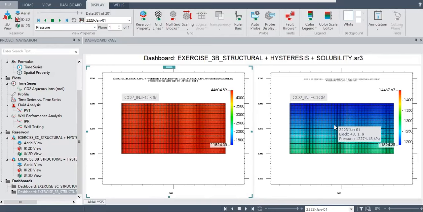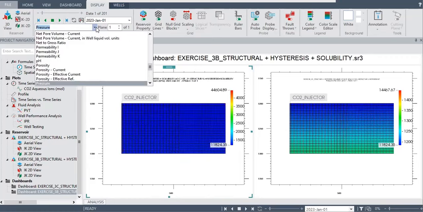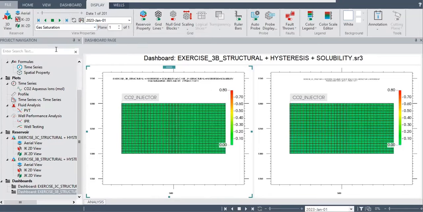So you only inject CO2 within a period of 1 year, and the pressure barely rises, because you have a very big aquifer. The 1 year of injection means almost nothing for the aquifer in terms of the pressure. Okay, and then we go to, as usual, gas saturation. Let's compare them.